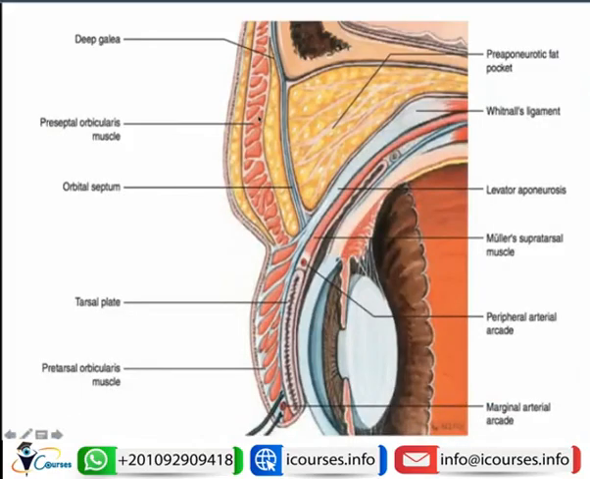This is the preseptal part of the orbicularis oculi muscle in front of the orbital septum, separated from it by fat. And this is the pretarsal part, which is in front of the tarsus, separated from it by the submuscular space.